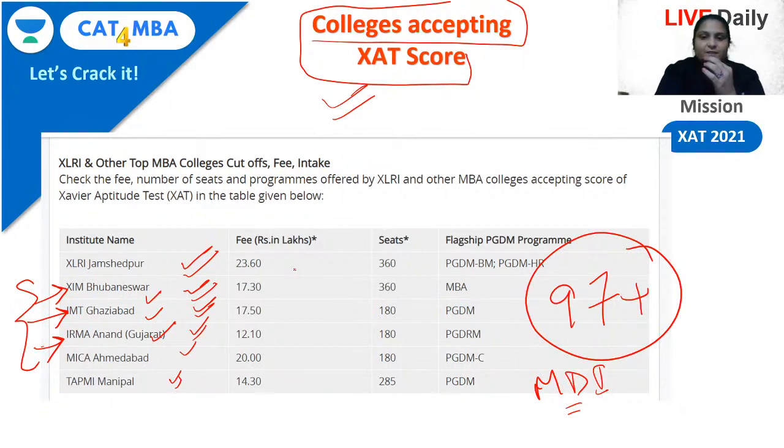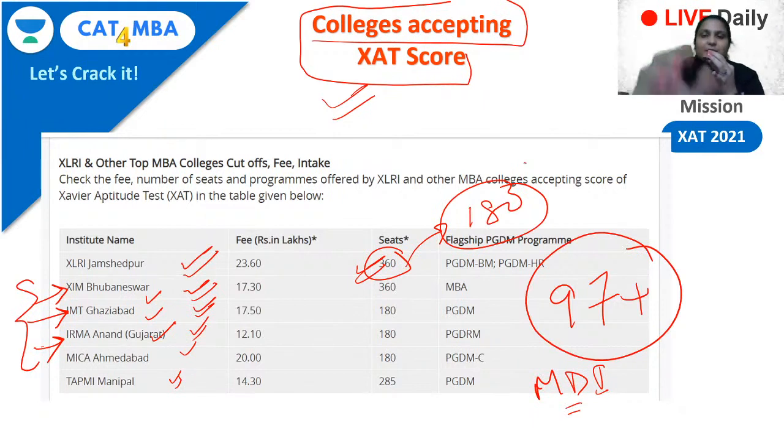As you can see, the fee structure is linked here and the seats are linked here. 360 seats. I'm talking about Excel primarily because that's the top-notch college which conducts the XAT paper also. Out of 360 seats, 180 are reserved for HRM. There is news that we might have some increase in seats, but because a lot more aspirants appeared for XAT this year, the cutoff is expected to go a little higher, and the program fee has also increased since my time. It was earlier 21 lakhs. Now it's 23.6 lakhs. But trust me, the ROI at XLRI is much higher than at any other colleges under your XAT.